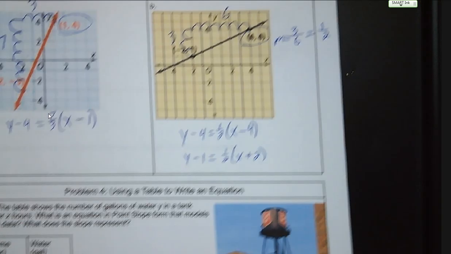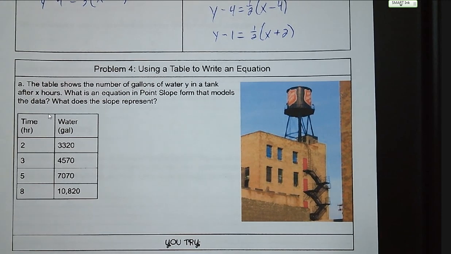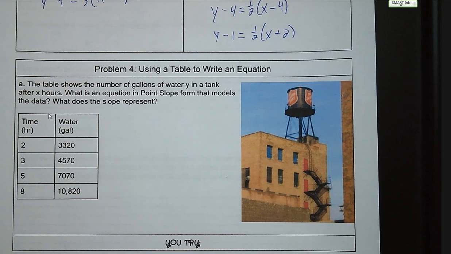All right, problem number 4, using a table to write an equation. The table shows the number of gallons Y in a water tank after X hours. What is the equation in point-slope form that models the data? And what does the slope represent?